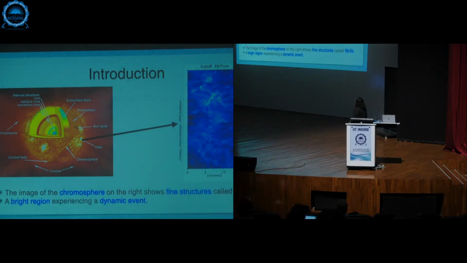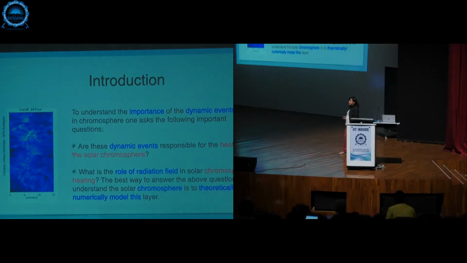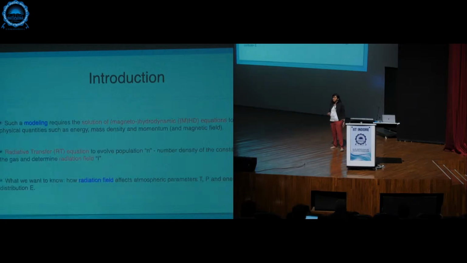Now let us go to a particular part of the atmosphere, that is the solar chromosphere. Consider a dynamic event which is shown in the right panel here. This shows the image of the chromosphere, which has fine structures called fibrils, and also a dynamic event, this region bright event. Now we want to understand the dynamics of the solar atmosphere, and in particular we are interested in understanding the role of the radiation field in chromospheric heating.